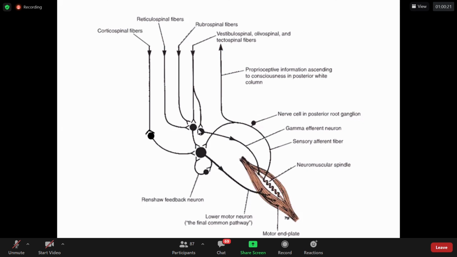The interneurons are going to the gamma motor neuron and the alpha motor neuron. So from this figure you can understand that the extrapyramidal tracts go to both the alpha motor and gamma motor neurons. Whereas the pyramidal tracts go only to the alpha motor neurons.